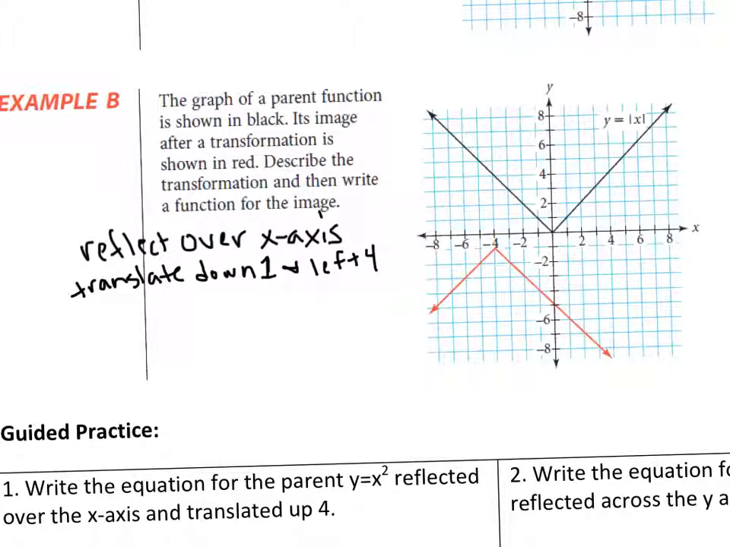So that means we're going to follow our rules from the previous section and add in the reflection. So a reflection over the x-axis means that we have a negative on the outside, and our down 1 and left 4 happen by adding 4 on the inside and subtracting 1 on the outside. So our final equation is as follows. We have y equals our negative on the outside. We need to go left 4, and these should be absolute value signs here, and then we're going down 1.